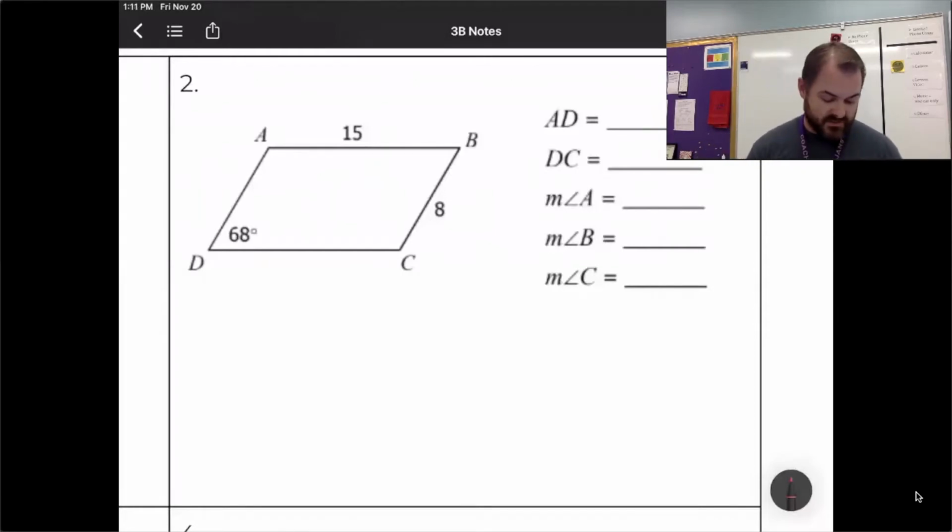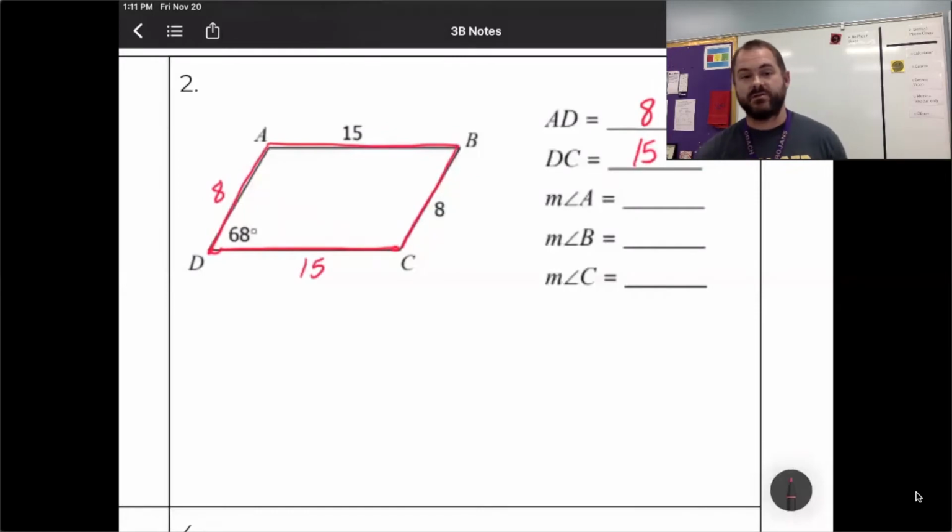Number 2, first thing they ask for is AD. AD is the opposite side of BC, so that means they are both 8. Okay, DC is the opposite side of AB, which is also 15. You can even write them in if you want like that. Sometimes adding the measurements to the picture is going to be helpful for you. But then they start asking about angles. The first angle they ask about is the measure of angle A.